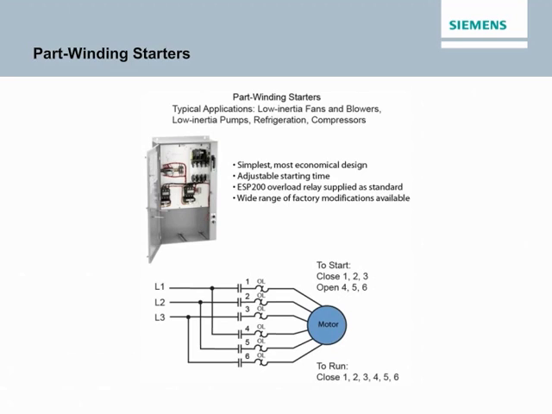Part winding reduced voltage starters are the least expensive type of reduced voltage starters and use a simplified control circuit. However, they require a special motor design, are not suitable for high inertia loads, and do not have adjustments for current or torque. Siemens offers part winding starters as Class 36 non-combination starters and Class 37 combination starters with a fusible or non-fusible disconnect or circuit breaker.